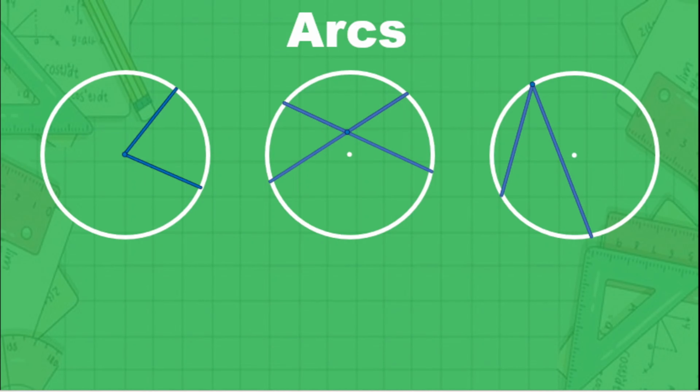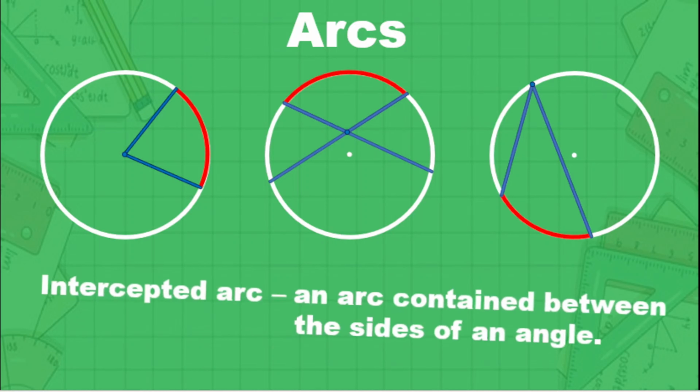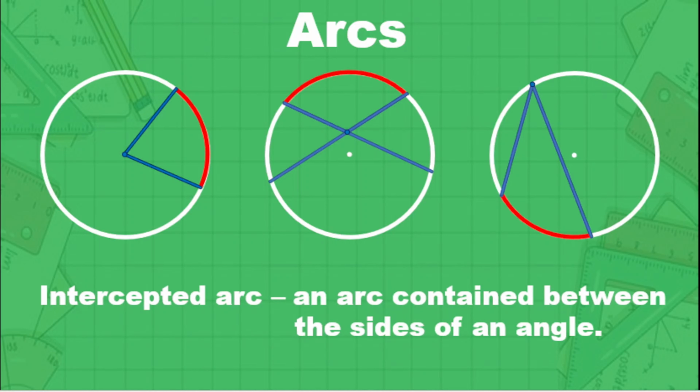One last thing. If an arc is contained between the sides of an angle, like for instance this arc inside the central angle, this arc inside an interior angle, and this arc inside an inscribed angle, it is called an intercepted arc. The name came from the arc being intercepted by the sides of an angle.